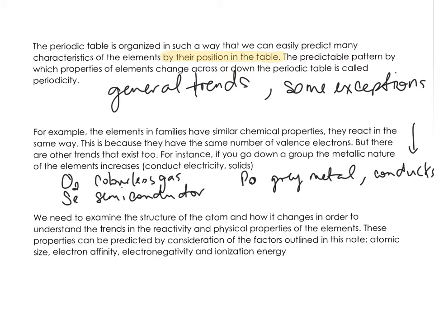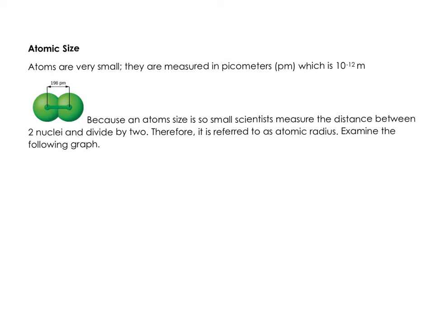So we need to examine the structure of an atom and how it changes in order to understand the trends in reactivity and physical properties of the elements. These properties can be predicted by consideration of the factors outlined in this note. So we're going to look at atomic size, electron affinity, electronegativity, and ionization energy. So we're going to talk about atomic size first.